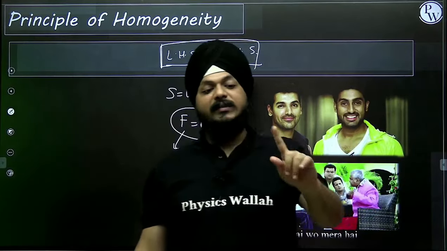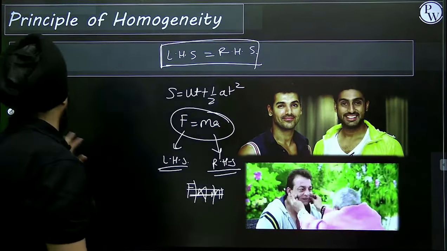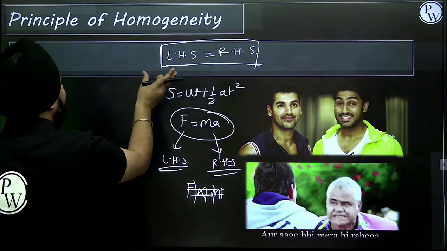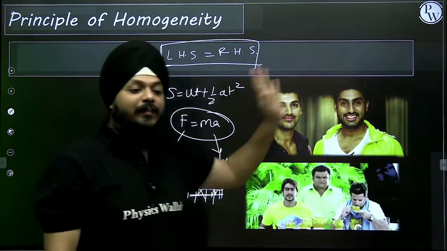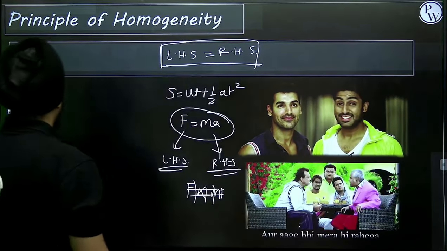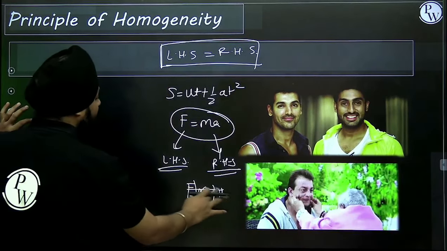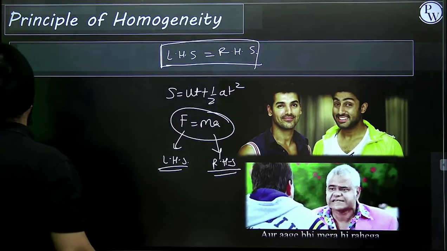So what does the principle of homogeneity state? It states that whatever the terms on the LHS are, they have the same dimensions as the terms that are present in the RHS. Terms in the LHS have the same dimensions as the terms in the RHS. This is what the principle of homogeneity states.